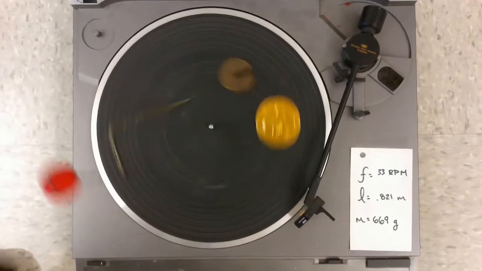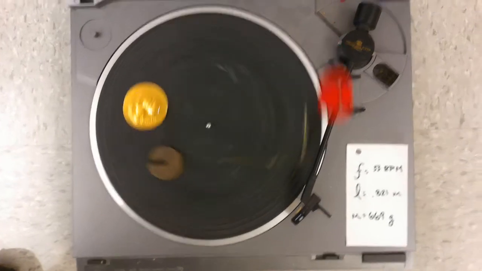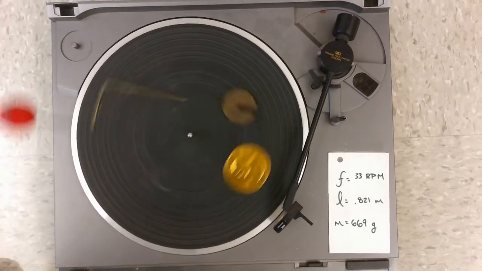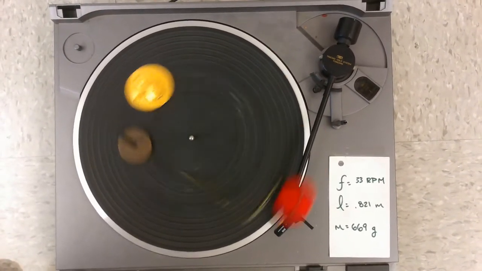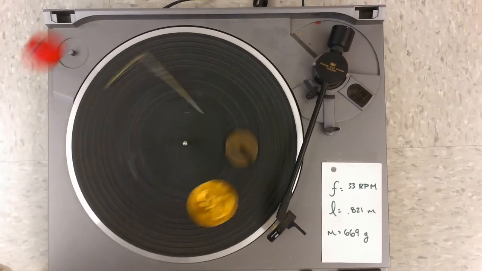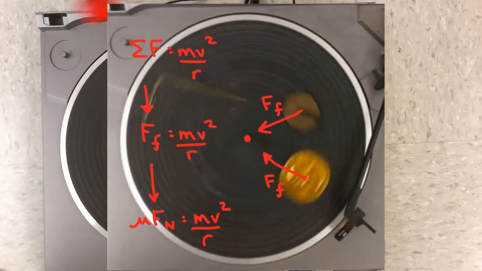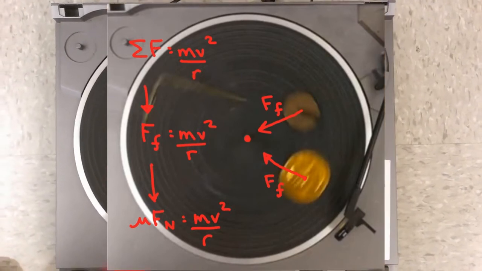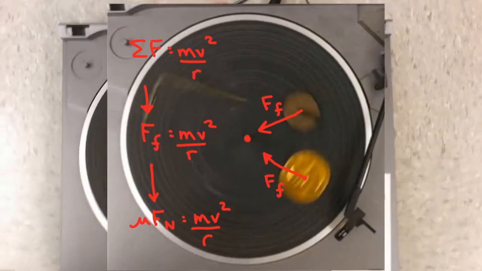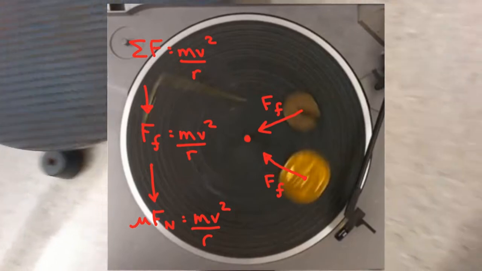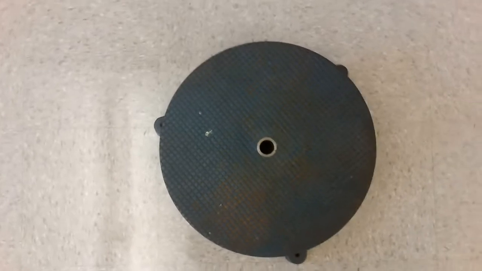If I speed this up to 78 RPMs, we can see that the coefficient of static friction is still great enough that those coins stay traveling in a circle. Now, at every moment, the force of friction is towards the center of that rotating platform. So, what happens if we put it on a platform that doesn't have a constant rate or a constant frequency?